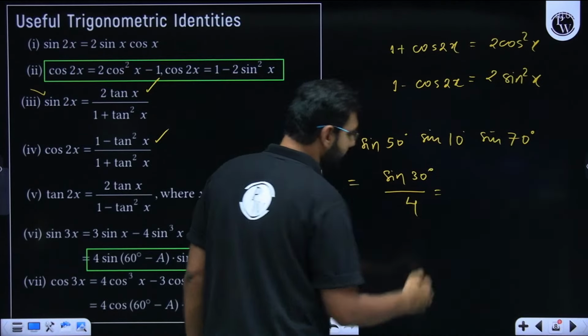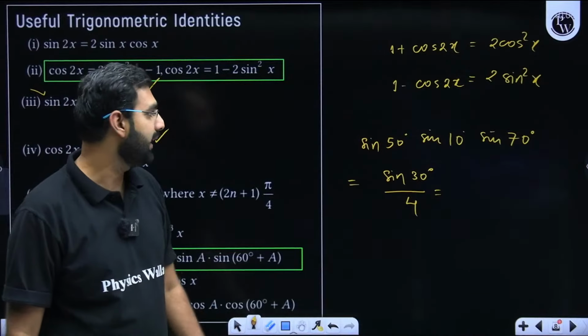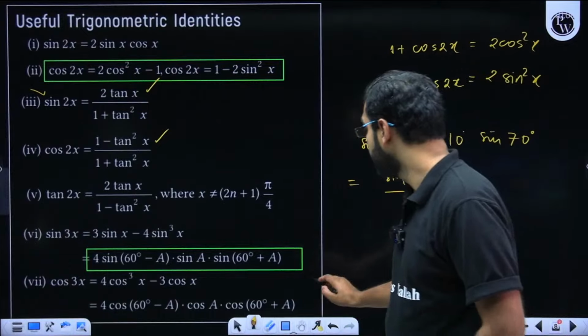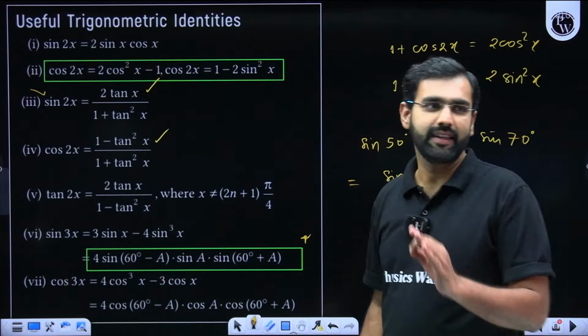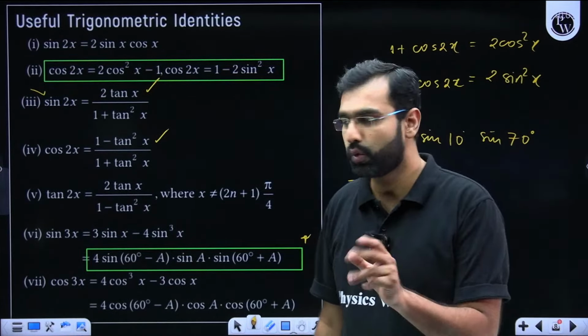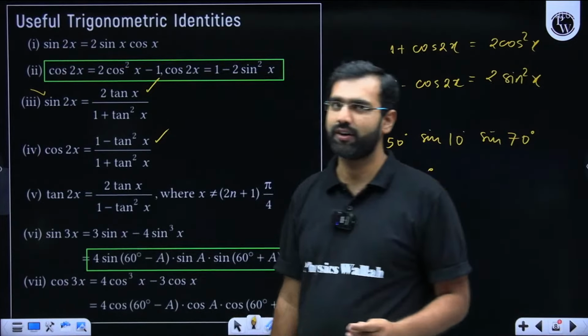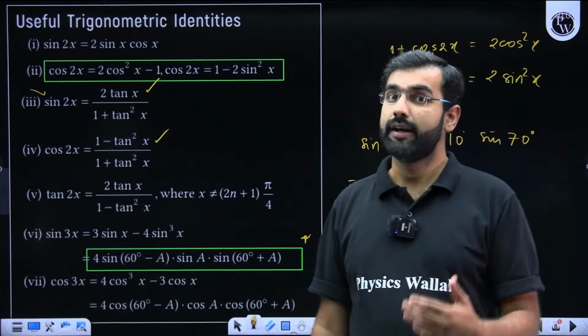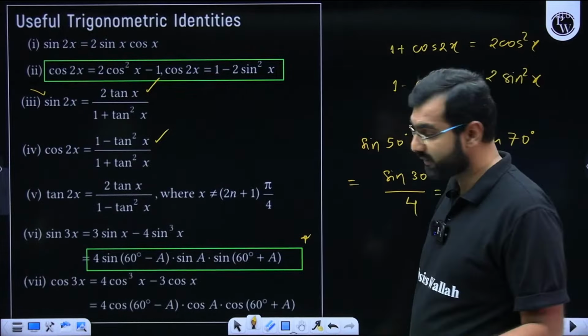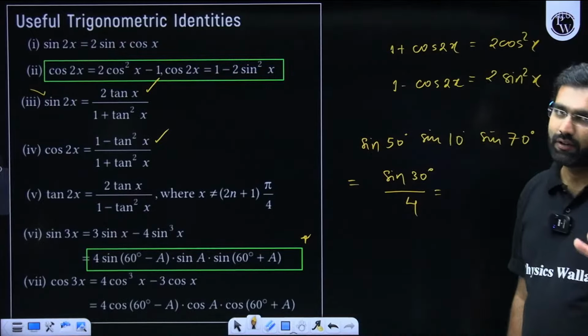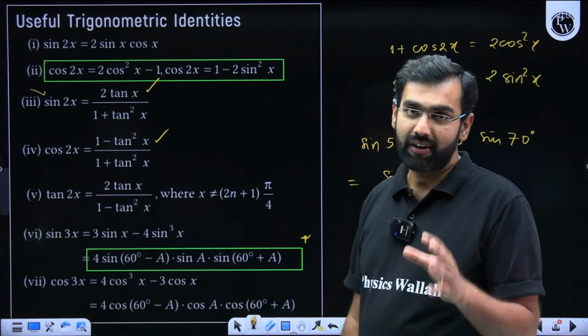You know what sine 30 is? That is 1 by 2, divided by 4 is 1 by 8, and the answer was directly 1 by 8. But if you could remember this identity, you could get the answer within 10 seconds. So I hope you will remember this version. We all know sine 3 theta is 3 sine theta minus 4 sine cube theta, which we often use in integration as well. But if you could remember this version, this will help you definitely in a very strong manner.